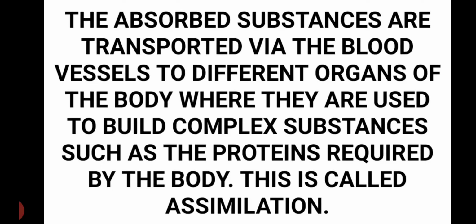Now the absorbed food substances are transported by blood vessels to different organs of the body where they are used to build complex substances such as protein. So whatever is absorbed by the small intestine is transferred into the blood vessels, and these blood vessels transfer it to the different organs of our body where it is used to make different types of useful components which are beneficial for our body.